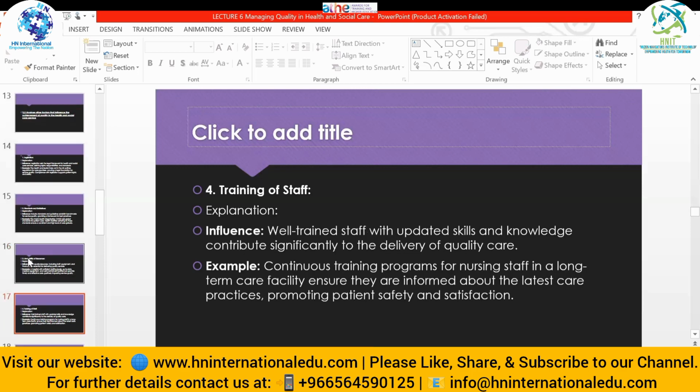Training of staff. Well-trained staff with updated skills and knowledge contribute significantly to the delivery of quality care. Continuous training programs for nursing staff in a long-term care facility ensure they are informed about the latest care practices, promoting patient safety and satisfaction.